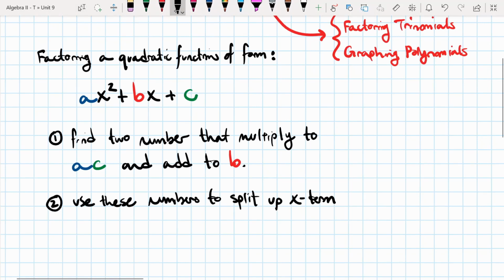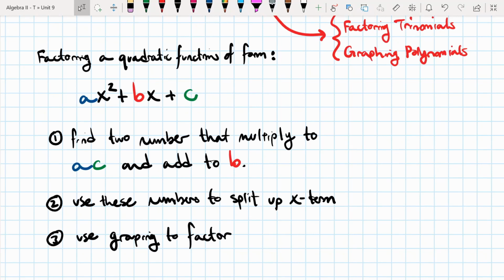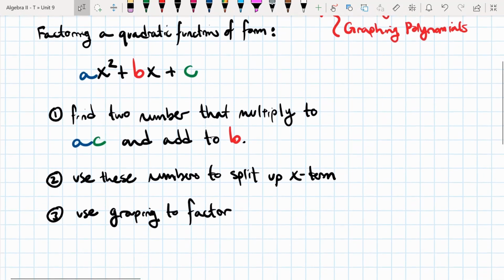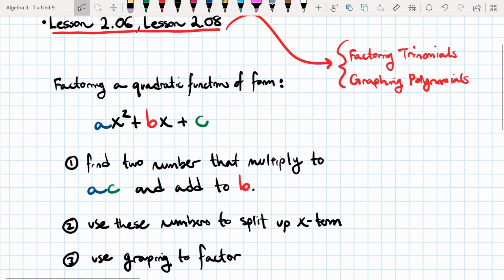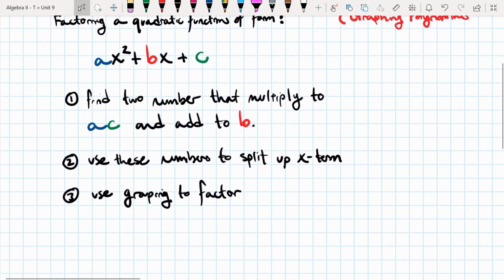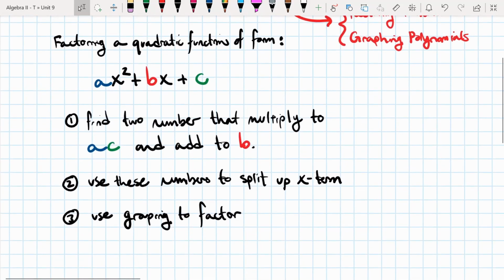All right, then once you do that, we're going to use grouping to factor. Okay, and like I said before, I'm going to go through an example of this in a second once we go through the first problem set. Okay, so that's kind of the first thing you need to know. I think this is the most important thing from Unit 2.